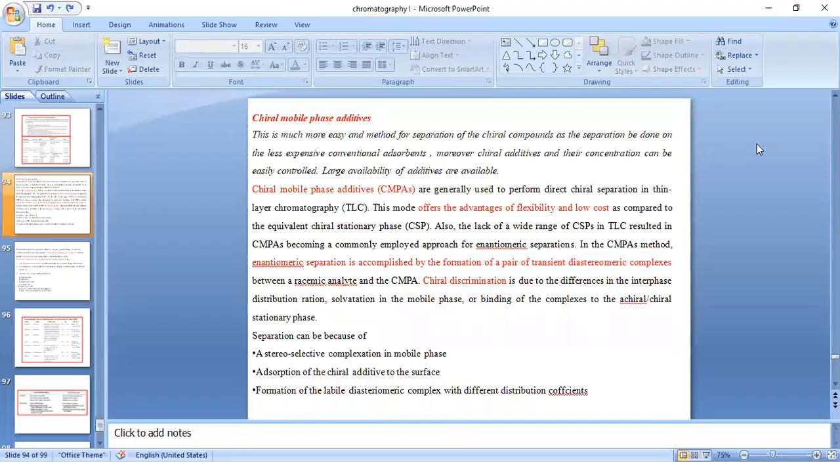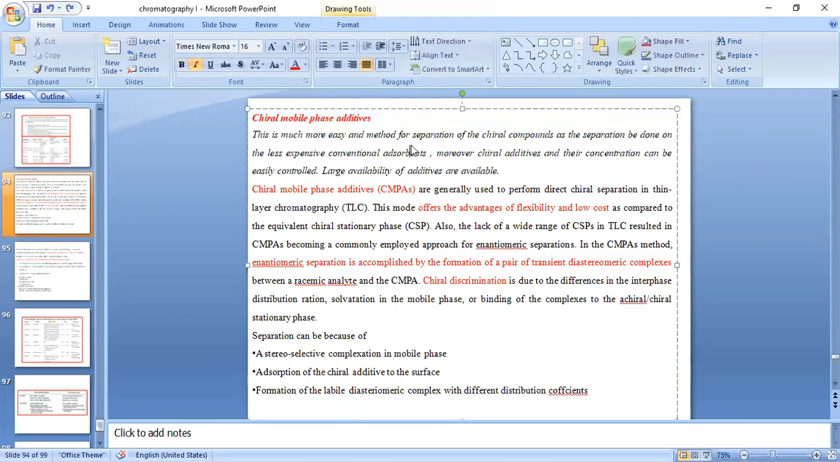So the third method for the separation in chiral chromatography is the addition of chiral mobile phase additives. So we have the conversion. First one is the use of chiral adsorbent. Second is the conversion to diastereoisomers, and third is the chiral mobile phase additives. This is the easiest method out of these three methods, and it is less expensive than the other two methods, because in this case we are using the conventional adsorbents.